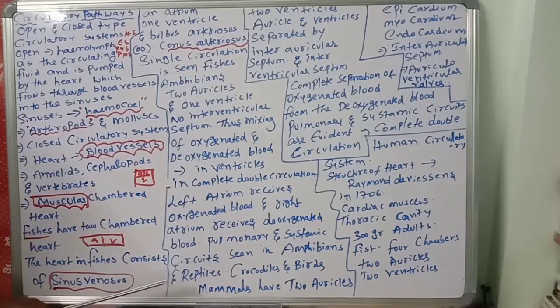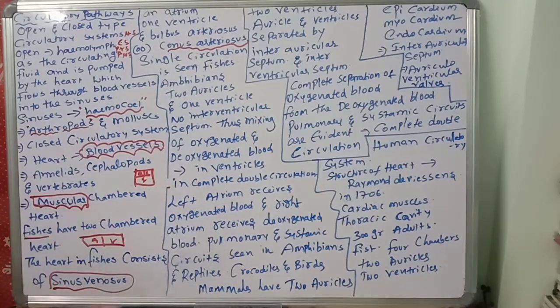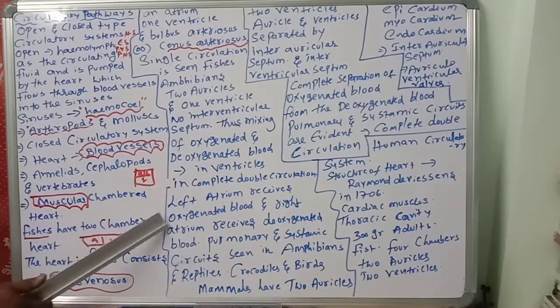The left atrium receives the oxygenated blood because the left atrium is connected to the lungs. Through the pulmonary vein, it collects the oxygenated blood from the lungs. The right auricle, through the superior vena cava and inferior vena cava, receives the deoxygenated blood. Very important point: the left atrium receives oxygenated blood and the right atrium receives deoxygenated blood.